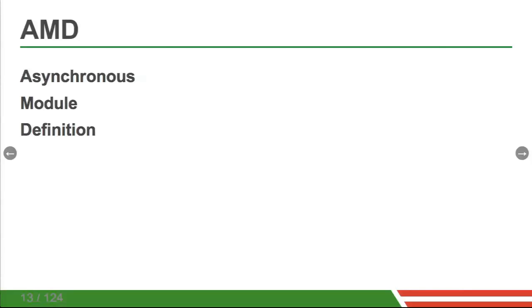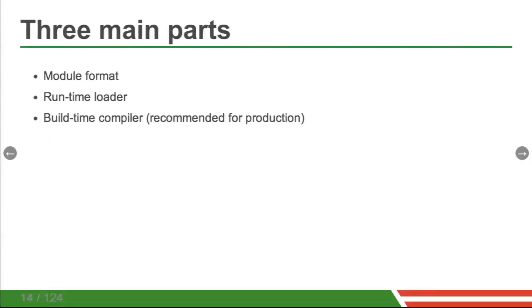Asynchronous because JavaScript is single-threaded, and therefore everything we do, we need to just send out a request and keep continuing on the client until the response comes back. And of course, module definition, I think that makes sense. So we need to create this definition of what an atomic unit of JavaScript looks like, but it also needs to be asynchronous. So there's three main parts to that.